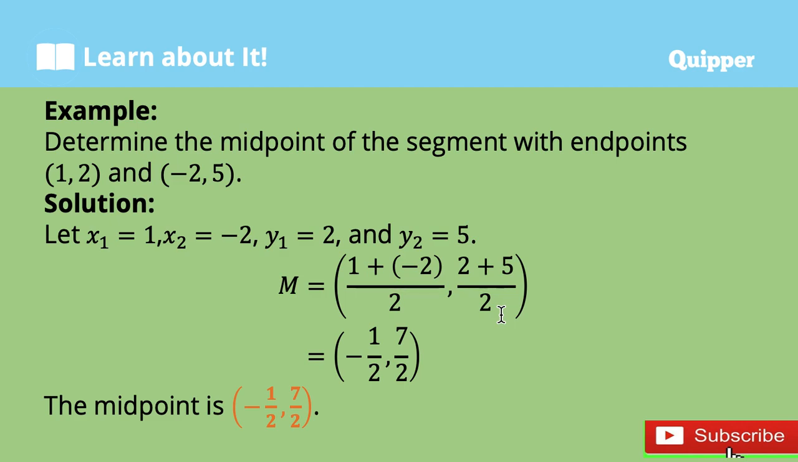Then simplify. 1 plus negative 2, that is negative 1. So you have, for the x component, negative 1 half. For the y component, 2 plus 5 is 7, divided by 2, you have 7 over 2. Therefore, the midpoint is negative 1 half, 7 over 2.